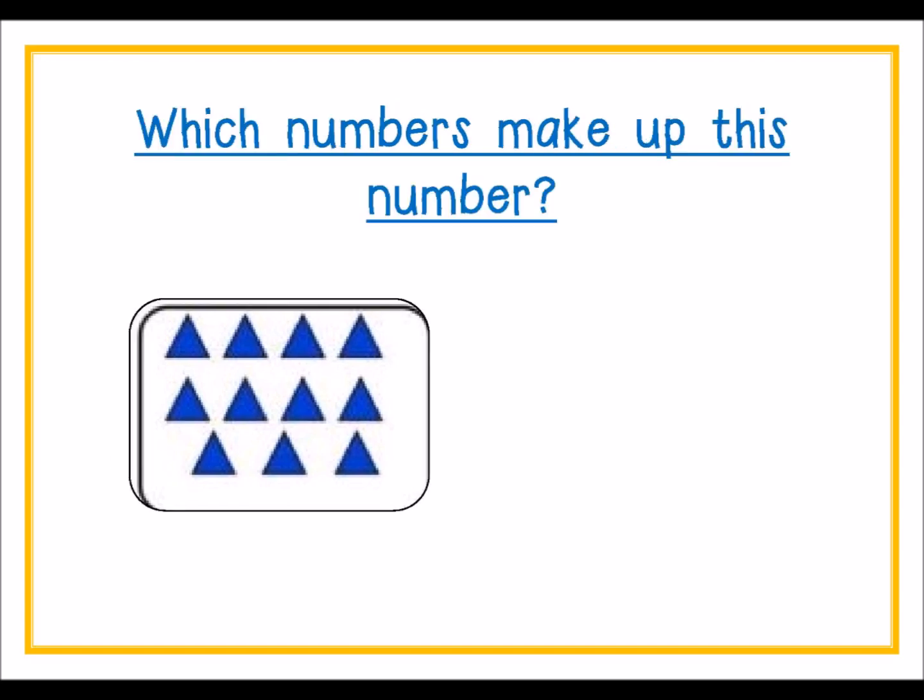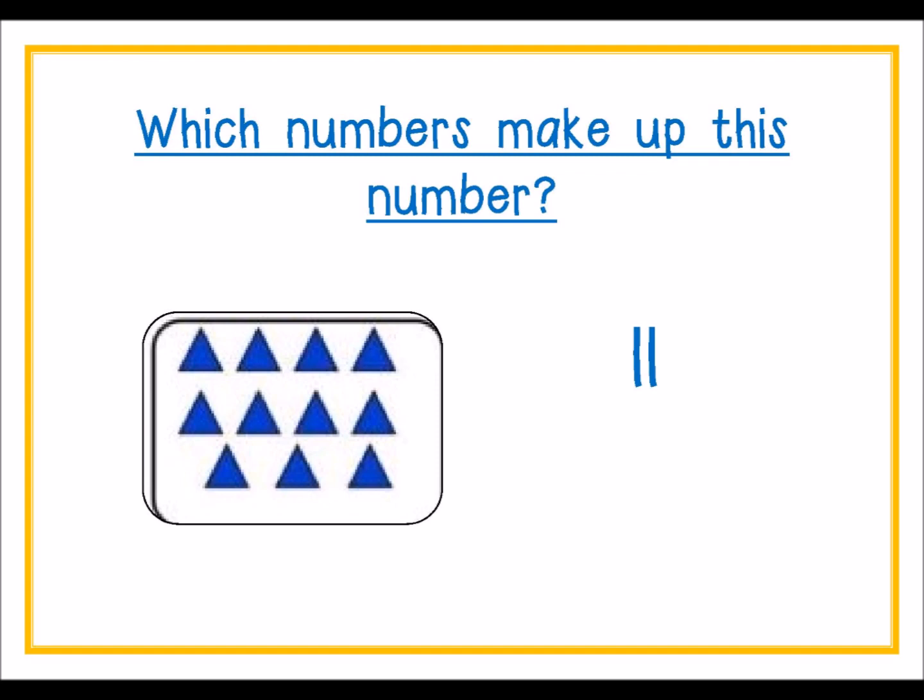Our answer is 11. Did you get that right? Now, can you tell me, if we had to write the number 11, what two numbers would make up number 11? Do you know? It would be the number 1 and 1. This makes the number 11. Let's go on to our next example.